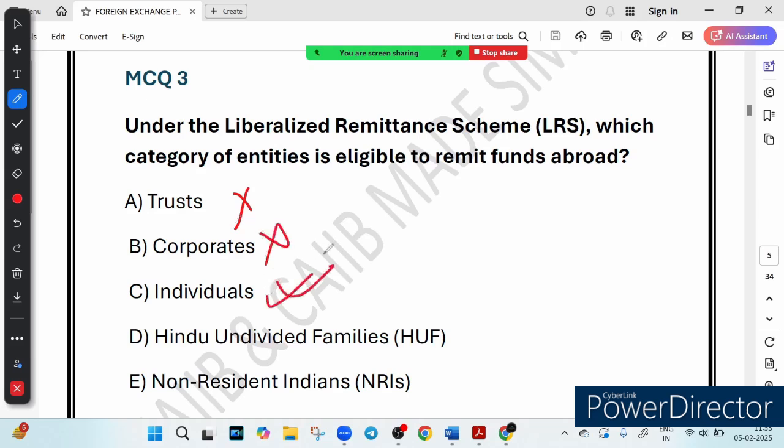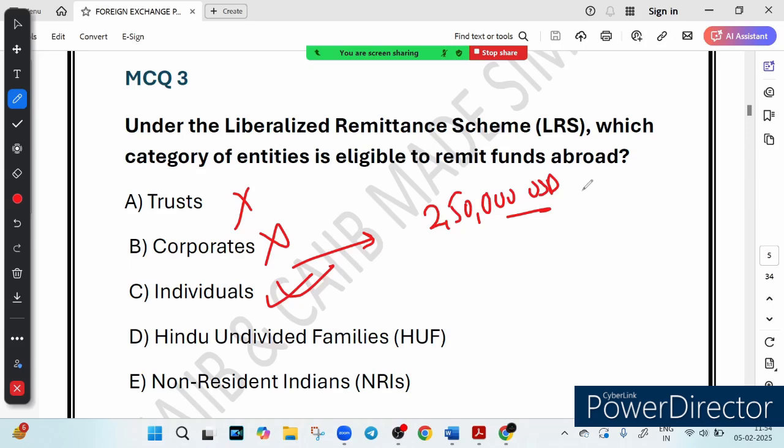Individuals, correct. Under the LRS, only resident individuals, including minors. Minors are also included, right? They can remit up to how much? 2.5 lakh US dollars per financial year for certain purposes. This includes education abroad, foreign travel, medical treatment, gifts and donations, investment. For example, if an Indian student wants to study in Canada, their parent can send tuition fees using LRS up to 2.5 lakh dollars per year. So option C is correct.